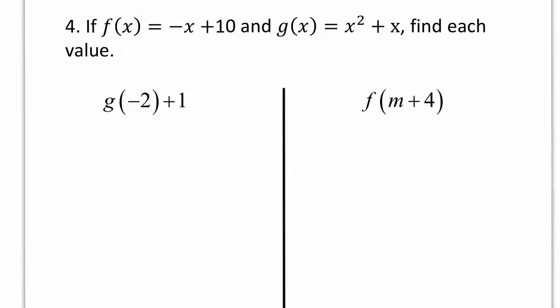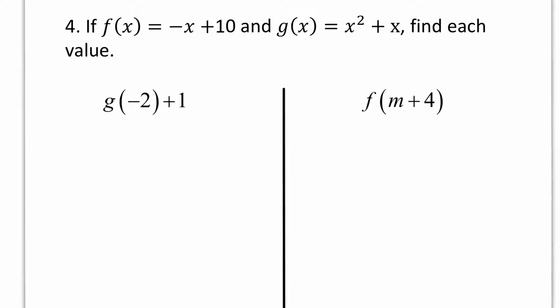So what that means, guys, is you have an input of -2 and you're going to evaluate, but you are adding a 1 to that function. So that's separate. You have that at the end of the function. Over here, it's a little bit weird because you do have f of m plus 4. So first, let's understand what this is.